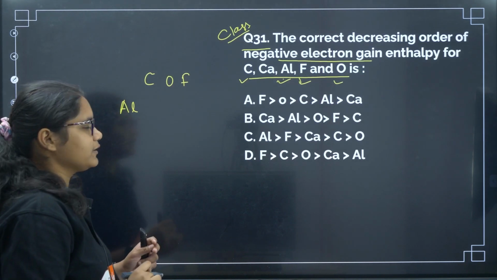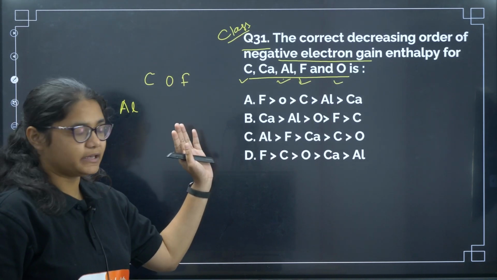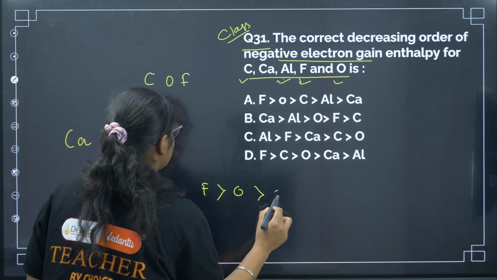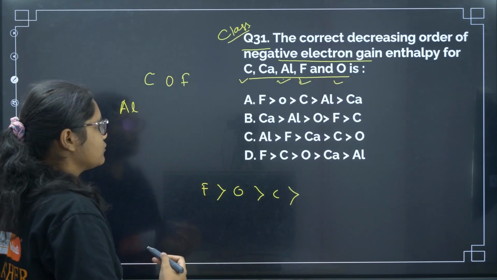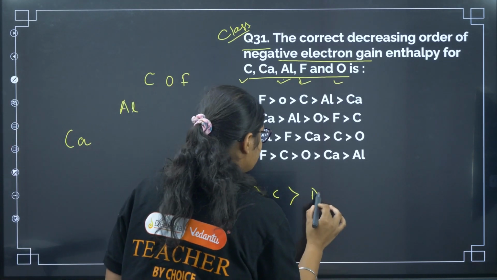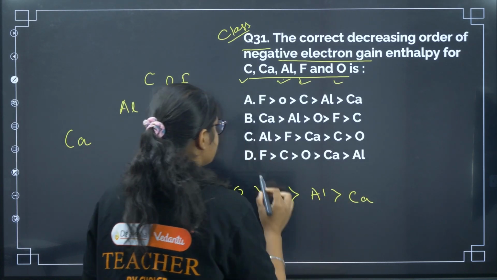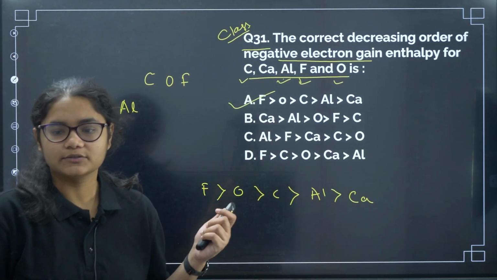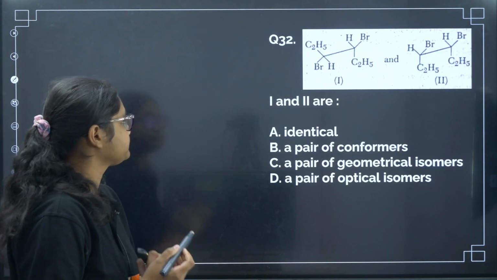If you see, electron gain enthalpy increases along a period. So first will be fluorine, and then oxygen and then carbon. Now it decreases down the group, so next will be aluminium and then calcium. So the correct answer for this question will be option number A. Okay, so now let us see the next question.